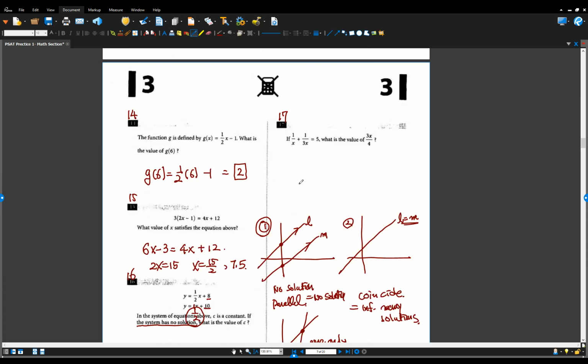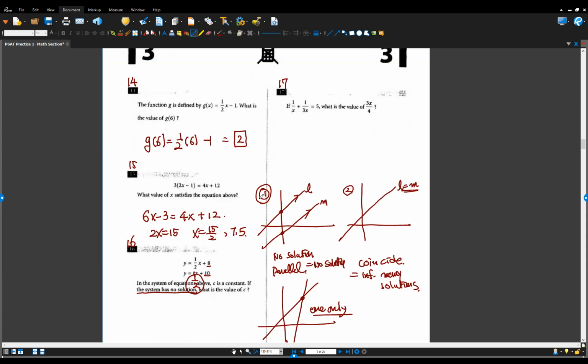All right, try number 17, the last question. Try this one. What is the value? You can show the other one over here, not x. That's when you find 3x/4.